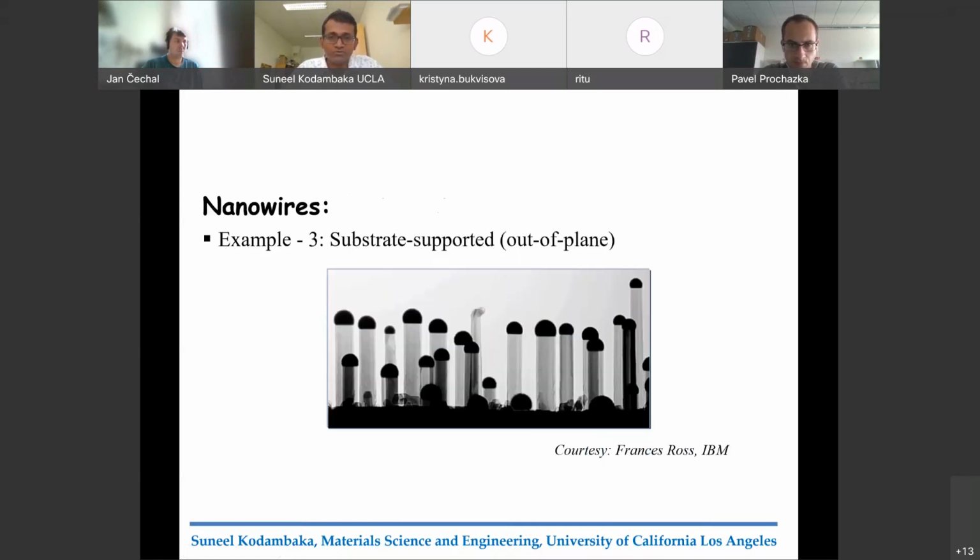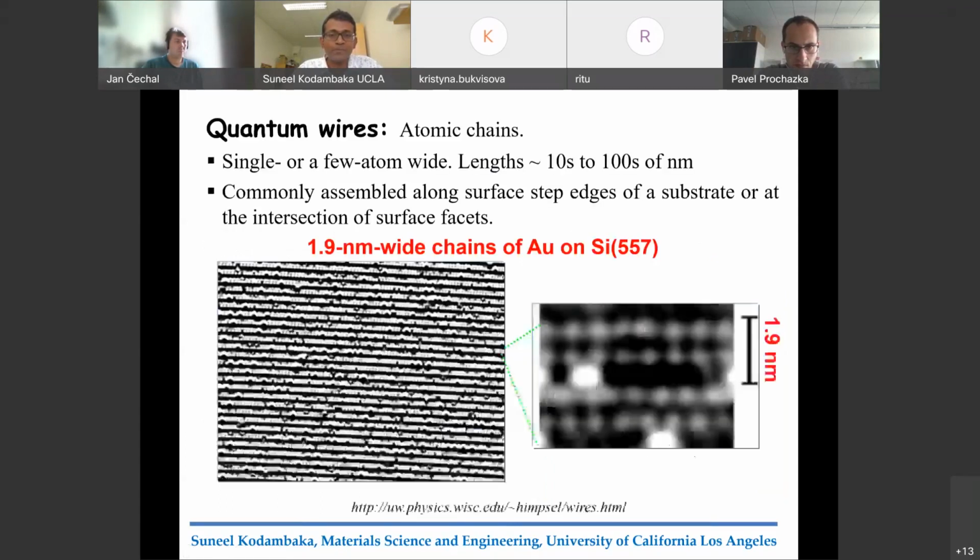These are out-of-plane nanowires. These are silicon nanowires grown on a silicon substrate, and these are sticking out in the Z direction. And these are atomic wires or quantum chains, if you will. So these are literally few atom wide chains. And again, this is a scanning tunneling microscopy image. This is a higher resolution image of the same thing, showing these gold atom chains on a highly vicinal silicon surface. And these tend to assemble along these step edges and form these highly anisotropic structures.